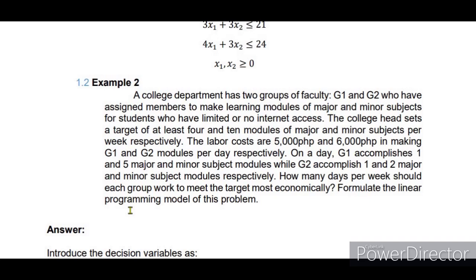On a day, G1 accomplishes 1 and 5 major and minor subject modules, while G2 accomplishes 1 and 2 major and minor subject modules, respectively. How many days per week should each group work to meet the target most economically? Formulate the linear programming model of this problem.